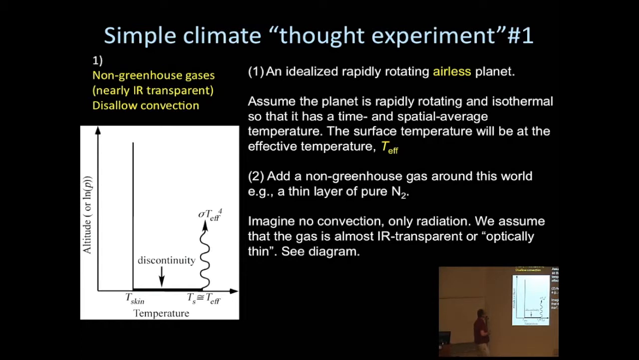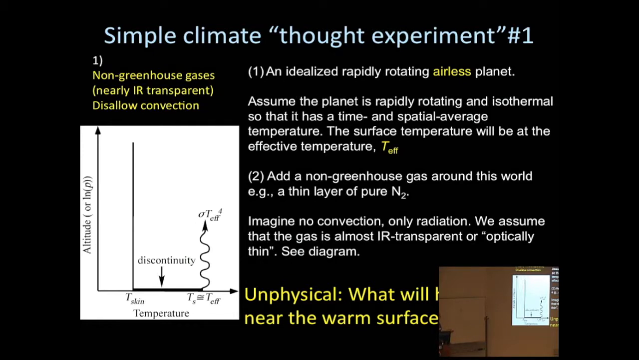Now let's add some gas around this body, and let's assume it's a non-greenhouse gas. So something like pure nitrogen crudely would approximate that. It's not strictly true because it's going to absorb something. And let's play God, and we'll say no convection, not allowed, only radiation. So this surface would radiate at the effective temperature. In the upper atmosphere, or in the optically thin atmosphere, it would be absorbed, and you'd have basically a skin temperature in this very thin gas. But of course, this is completely unphysical.